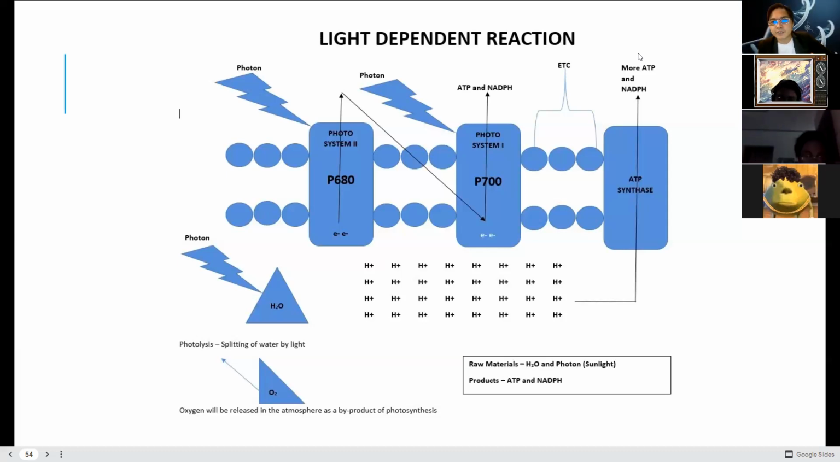And the hydrogen will be added to the hydrogen gradient in the thylakoid membrane, and these hydrogen ions will go to the ATP synthase to create more ATPs and NADPH. Right? Do you have any questions so far?